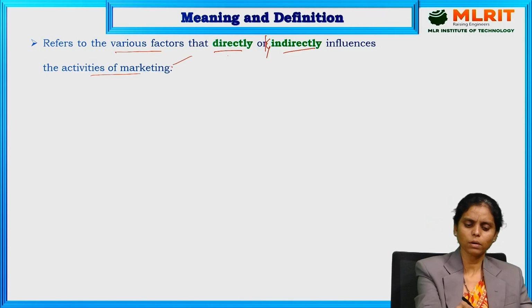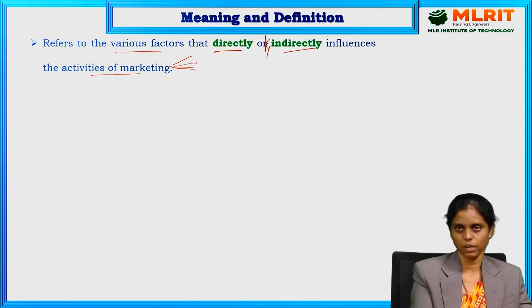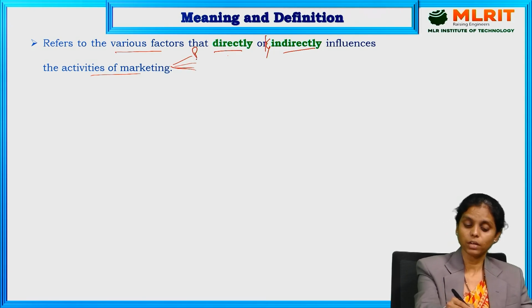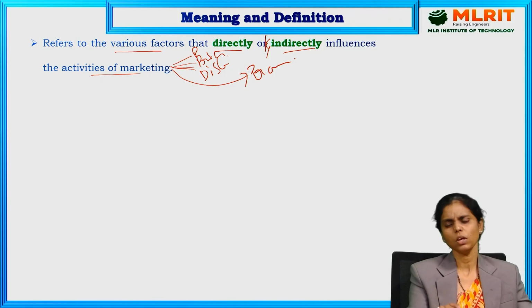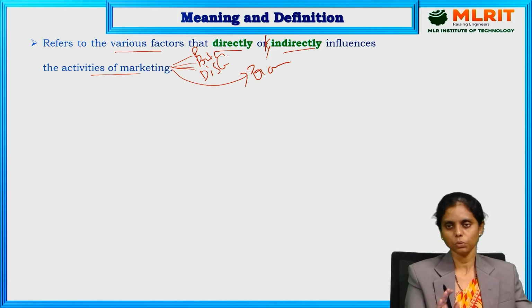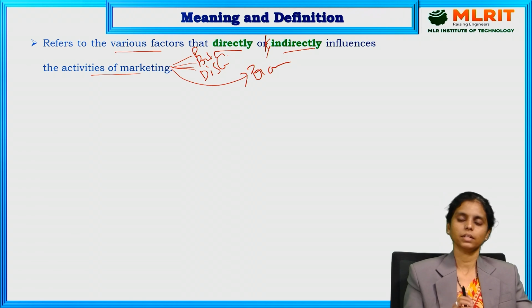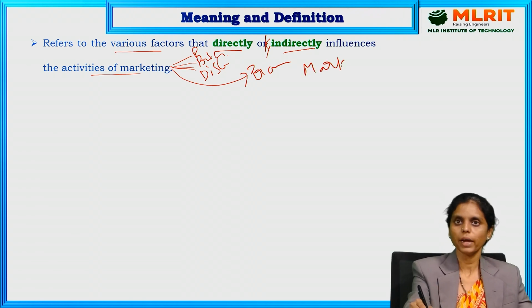Now here, what might be the marketing activities that we have? Like production of a product, pricing of a product, distribution of a product, or promotion of a product like advertisements, etc. Any of the decisions related to marketing will be taken by considering certain factors. Those factors we will call the marketing environment.